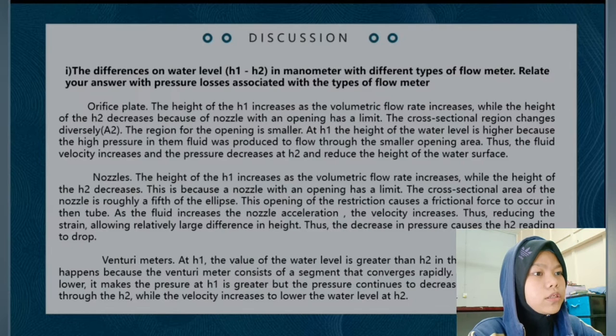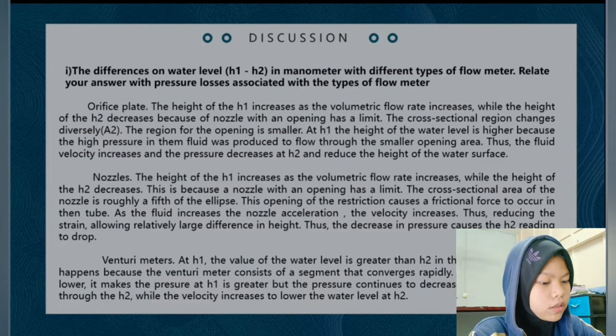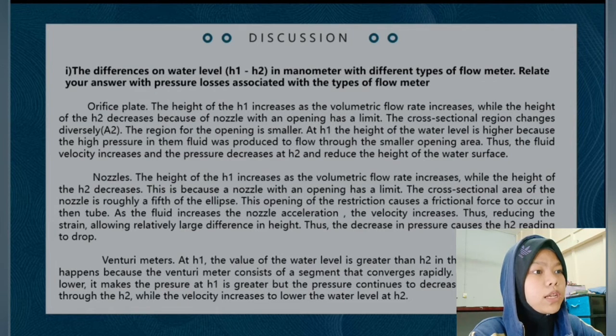So the discussion. The question in the first discussion is about the differences in the water level H1 minus H2 in the manometer with different types of flow meter, related to the pressure losses associated with the type of flow meter.